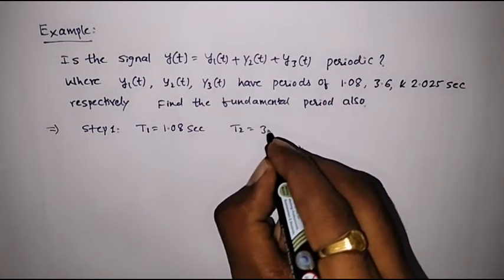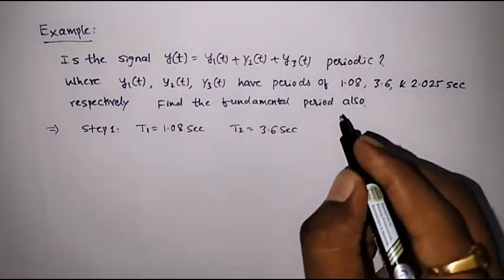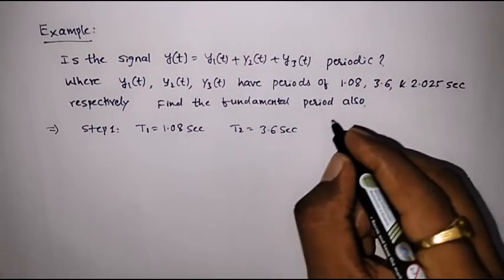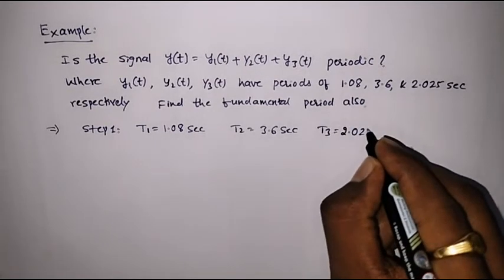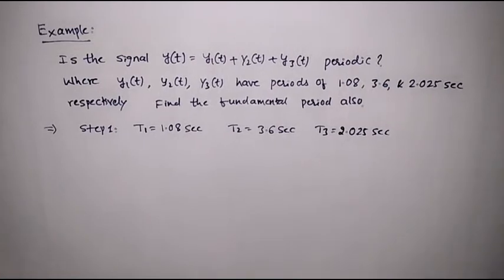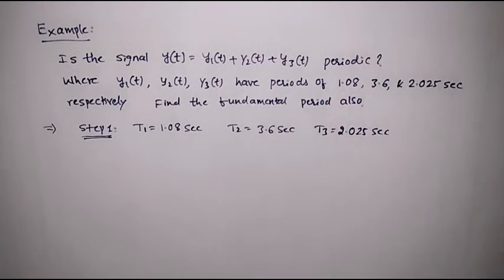T2 is 3.6 seconds, that is the fundamental period of y2 of t, and T3 is 2.025 seconds. So in this example, m is equal to 3. Let's go to step number 2.